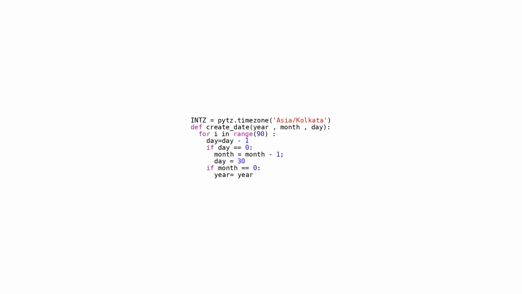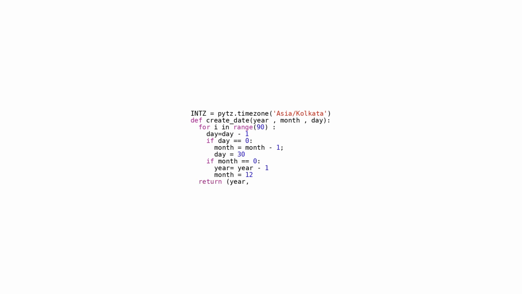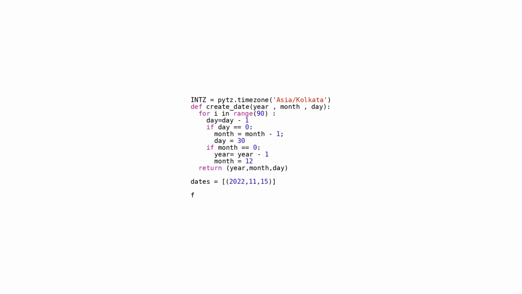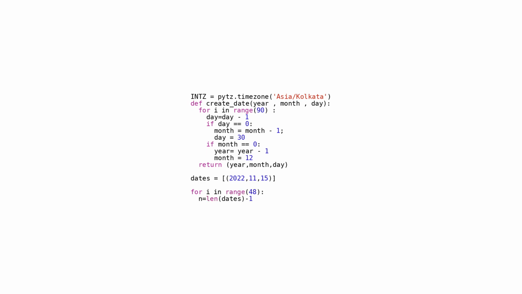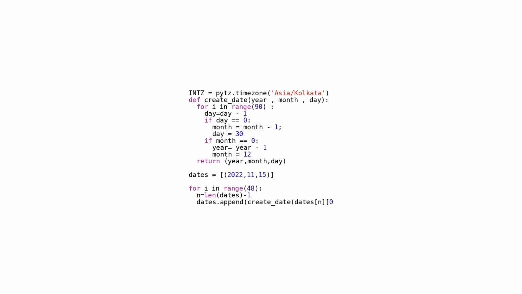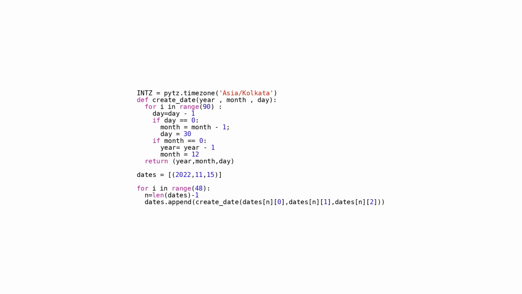The code initializes a list called dates with a single date, 2022-11-15, and then iterates 48 times. During each iteration, the createDate function is called with the last date in the dates list, and the resulting date is appended to the list. This process effectively creates a list of dates that are 90 days apart from each other. This code can be beneficial in scenarios where a series of dates that are a fixed number of days apart need to be generated, such as for scheduling tasks or collecting data at regular intervals.